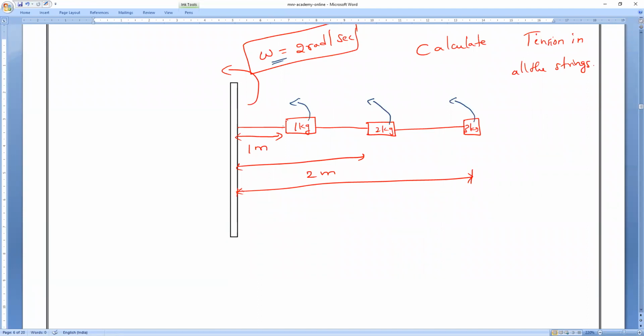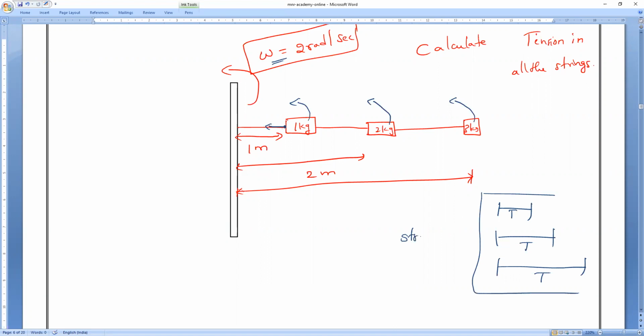Now let me consider the first body. Always remember, when the length of the string changes, the tension also changes. If I take 1 meter length, different tension. If I take 2 meter length, different tension. If I take 3 meter length, different tension. Am I right or wrong, everybody? The tension is not the same. It always varies when the length of the string changes.